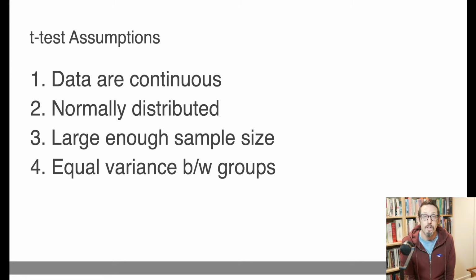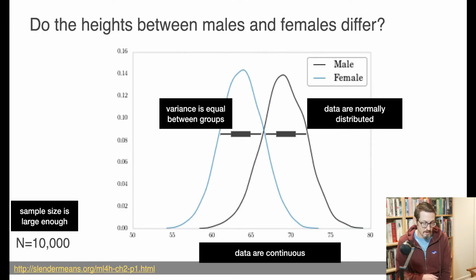And of course, importantly, the two groups, the males and the females, they have to have the same variance for us to compare their means. So let's take a look. Do we meet all these assumptions with this data? Well, the data are continuous. Inches have decimal numbers and they can be anywhere in between. So there's an infinite number of them and they're all continuous. They're not broken up.